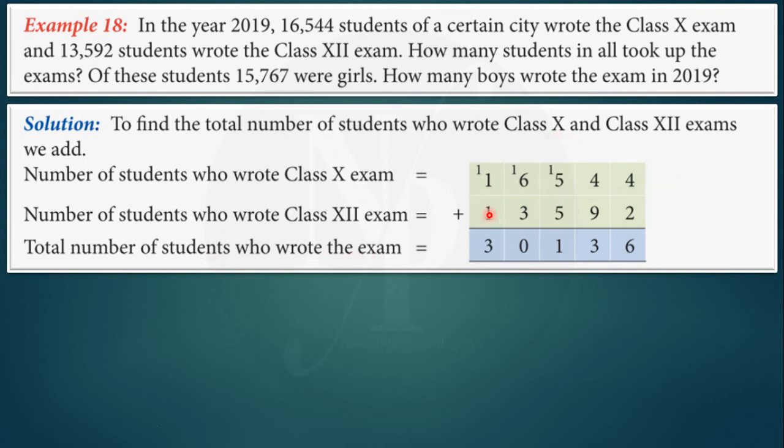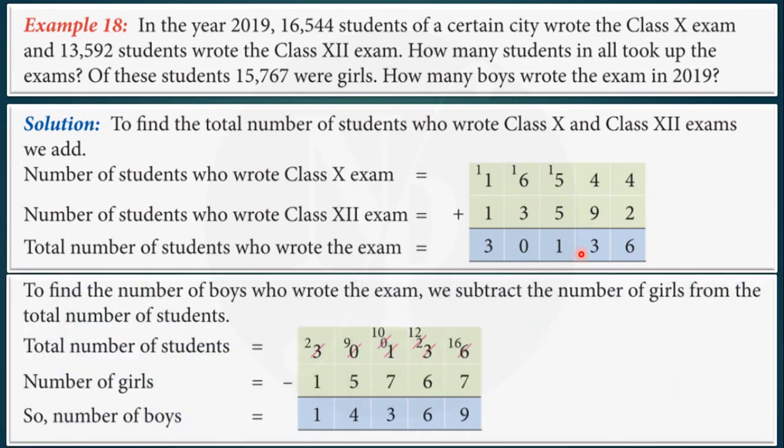Write down the numbers vertically, one below the other, appropriate to their place values, and then add. Addition of these numbers is very familiar to you, so I think there is no need to explain this addition again. The only thing is, you need to understand how to understand the word problem and solve it, and how to write down the given numbers appropriately for addition or subtraction. That is important here. Now, to find the number of boys who wrote the exam, we subtract the number of girls from the total number of students.